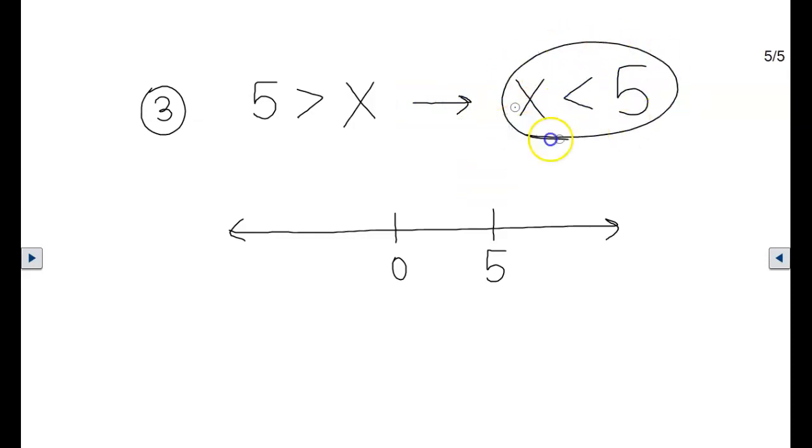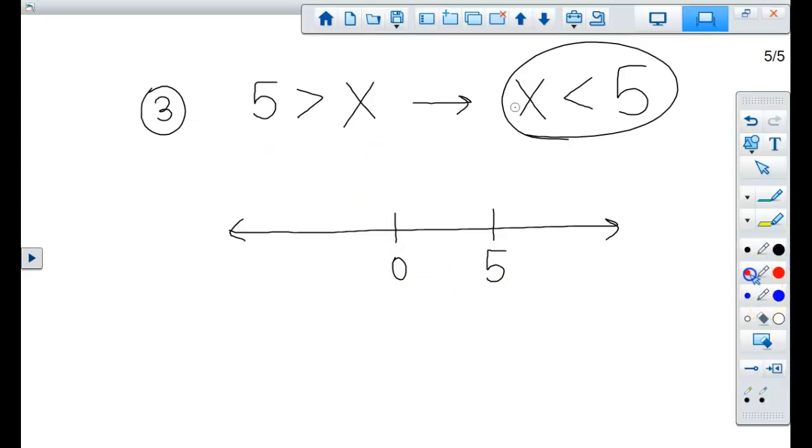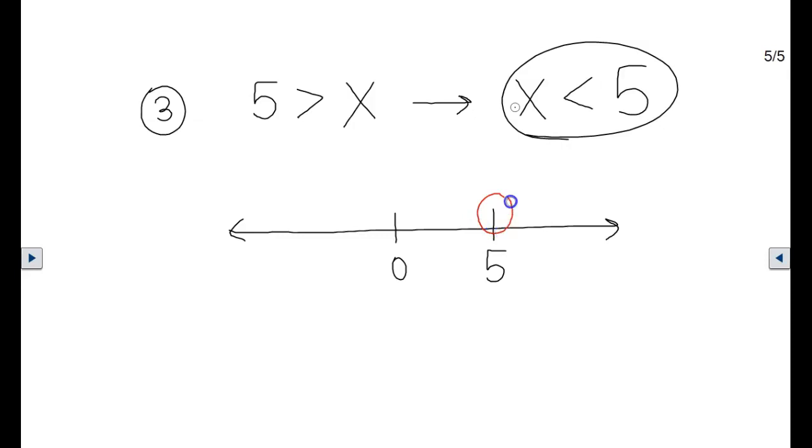If I were you, on any problem where the number comes first and the variable comes second, I would rewrite those just so that I don't get confused about what I'm doing. So would this get an open or a closed circle on the 5? And the answer is it would get an open. This doesn't say that x can be equal to 5.